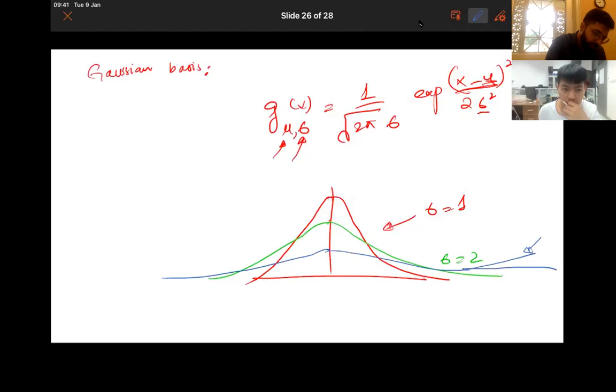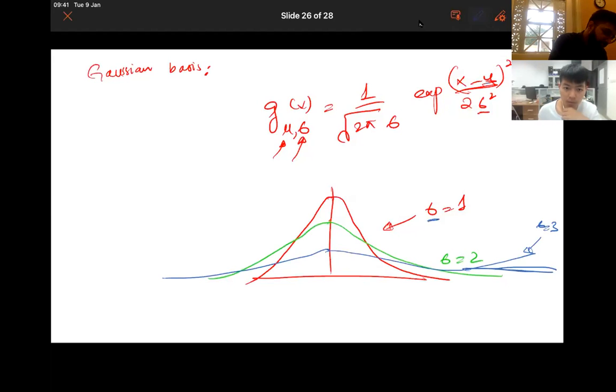It's always decreasing, by the way, so don't get confused by my drawing. It's always decreasing for x greater than mu and always increasing for x less than mu. Okay, so that's what sigma does. That's the control of sigma. What does mu do? What happens when you change the mu? Mu just shifts the function.